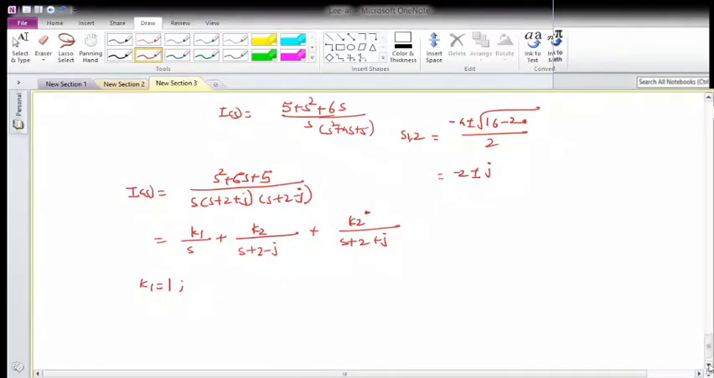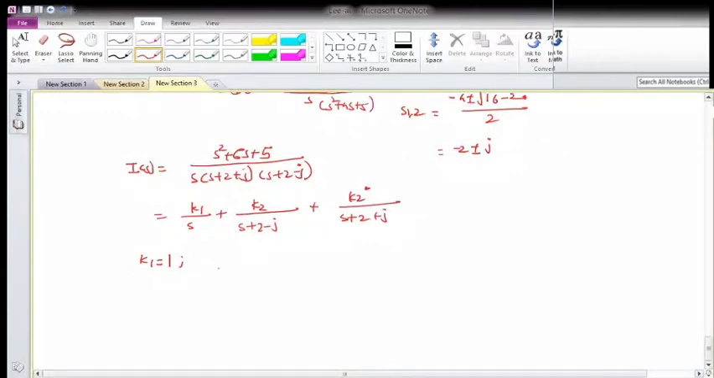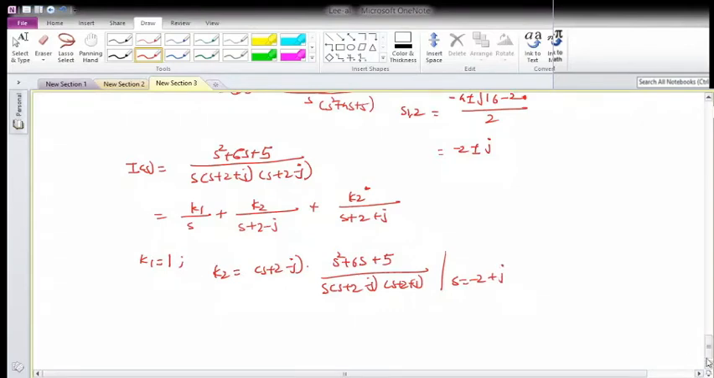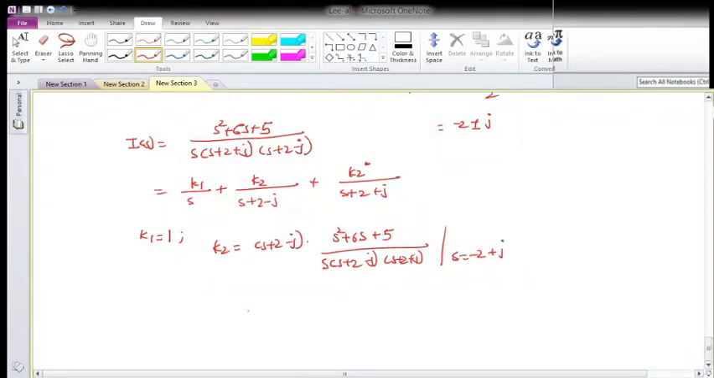It is very easy. Now to compute k2, what I have to do, I have to multiply with s plus 2 minus j with this (s square plus 6s plus 5) over s into (s plus 2 minus j)(s plus 2 plus j), and evaluate at s is equal to minus 2 plus j. So if you evaluate it, it comes out to be minus j for me.